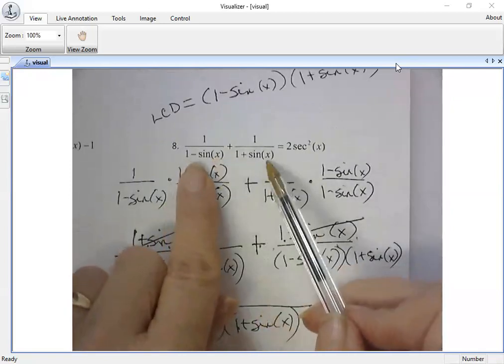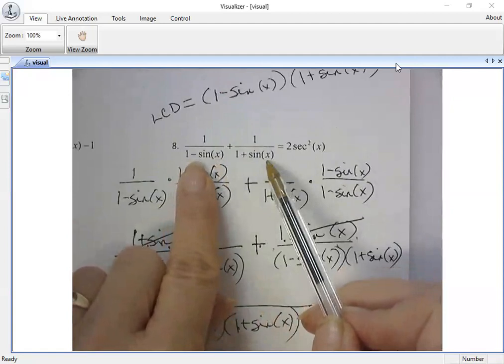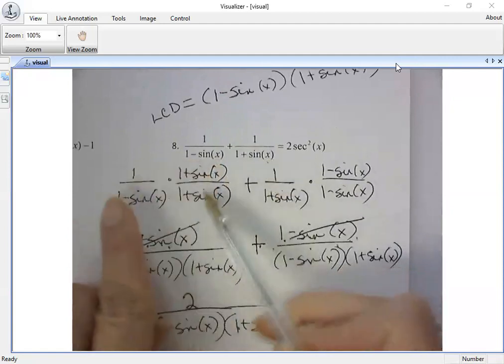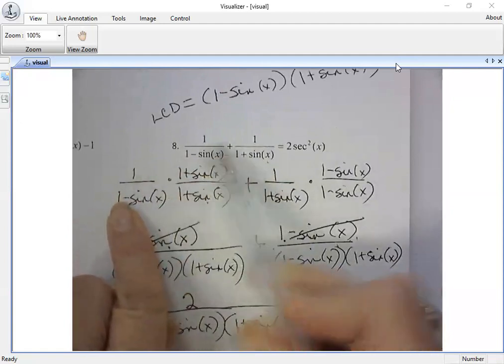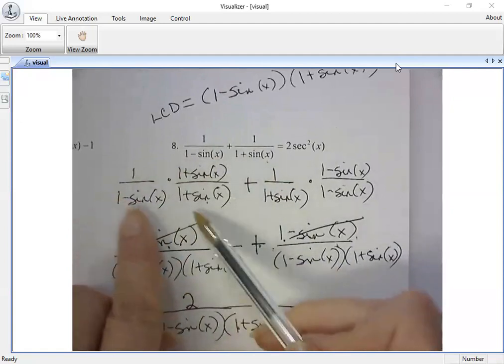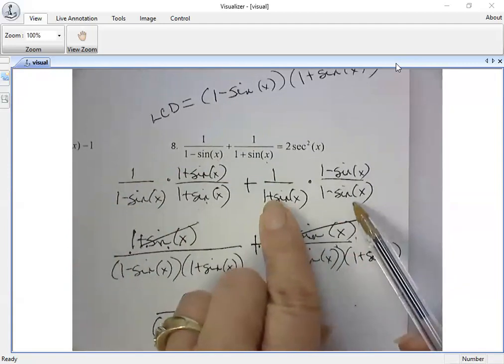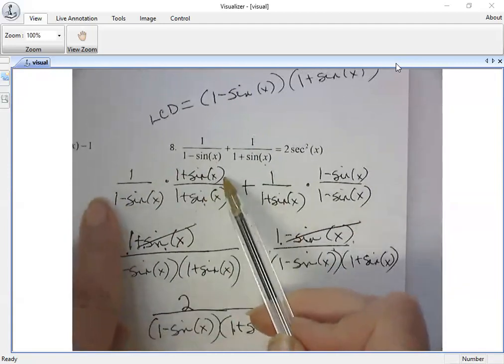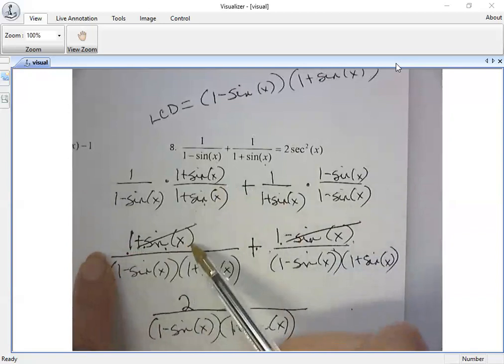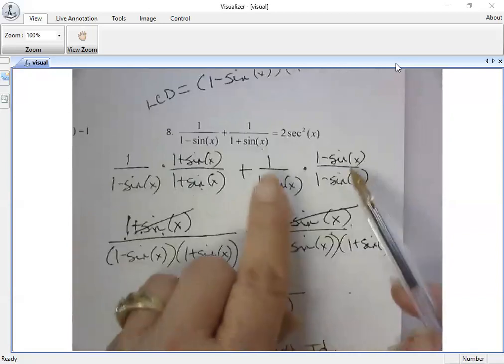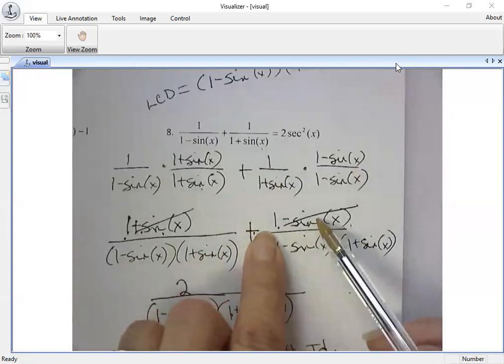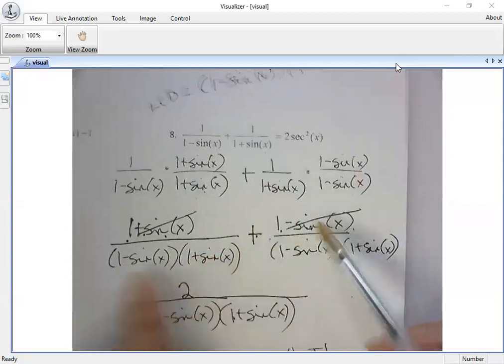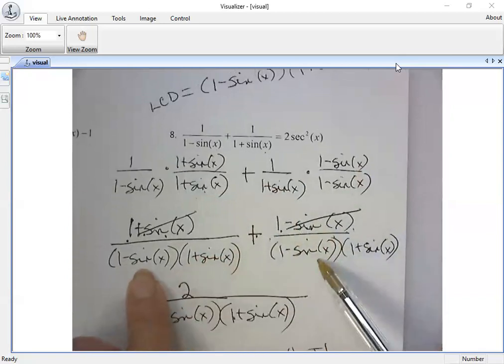So we understand the idea that if there are 2 separate fractions, we got to get a common denominator and combine it to a single fraction. So that's why we multiplied by something that was equivalent to 1 in order to get a common denominator, right? And then multiplying these together gave us 1 plus sine of x in the numerator here. Multiplying these together gave us 1 minus sine of x in the numerator here. We already know what the common denominator is.